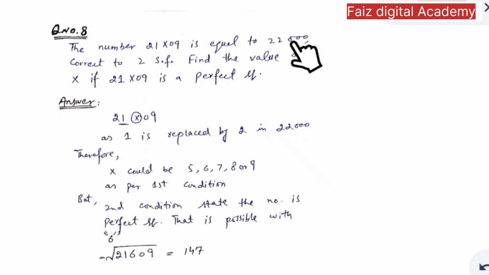It means the value next to it is 5 or greater than 5. Therefore x could be 5, 6, 7, 8 or 9 as per first condition. But second condition states that number is a perfect square, that is possible with 6. So among all these numbers, we have to try and find which is the perfect square, and if we put 6 over here in place of x, it becomes a perfect square of 147.